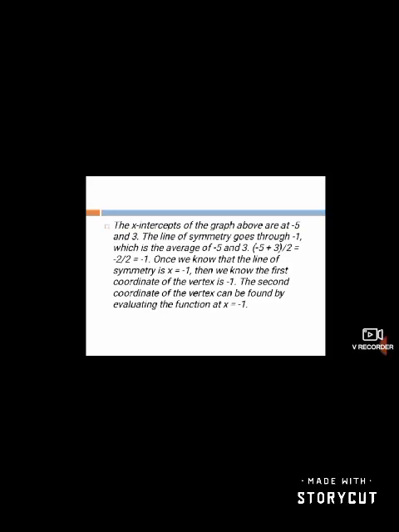Once we know that the line of symmetry is x equals -1, then we know the first coordinate of the vertex is -1. The second coordinate of the vertex can be found by evaluating the function at x equals -1.